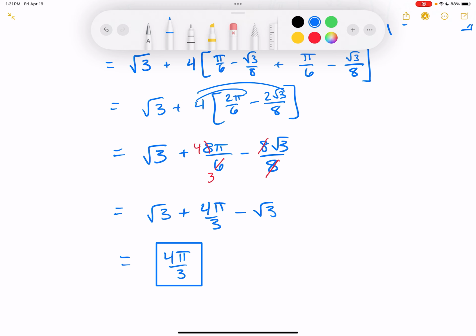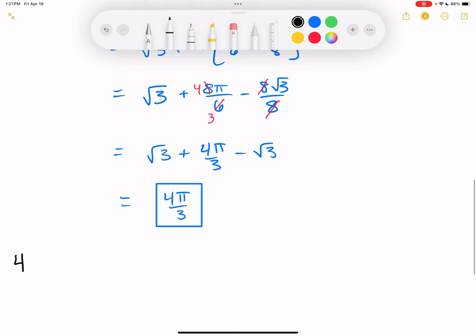Alright, that's the area between the two curves. Yes. Does it need, wait, no, it does not.